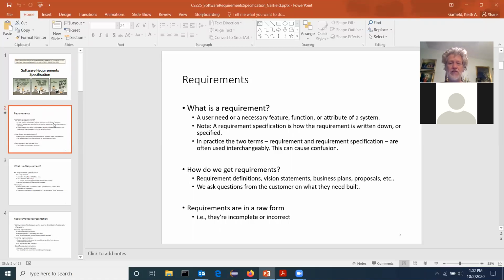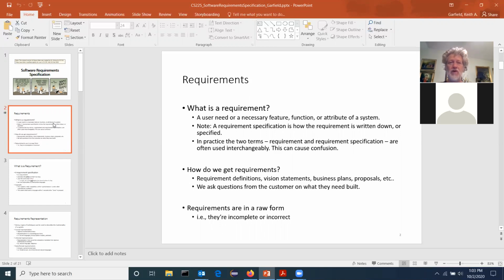Technically, what I'm asking you to do in P3 is to write a requirement specification. The specification is specifying what the requirement is in terms of functional behavior. But I'm going to use the terms interchangeably. Almost everybody says requirements when they're really talking about requirement specifications. You do sometimes have to be careful about what you're talking about.